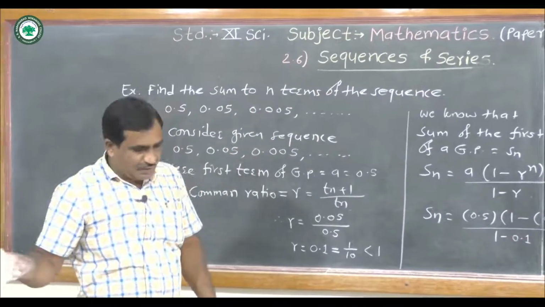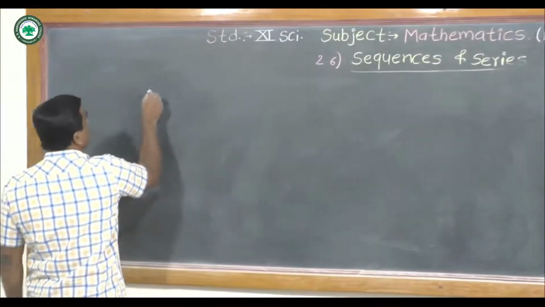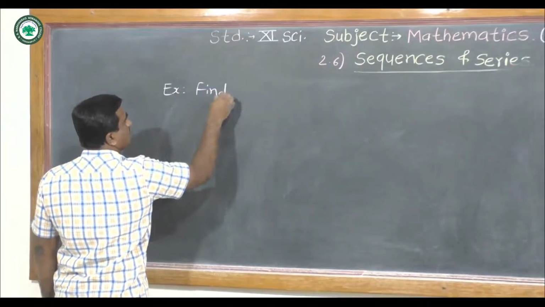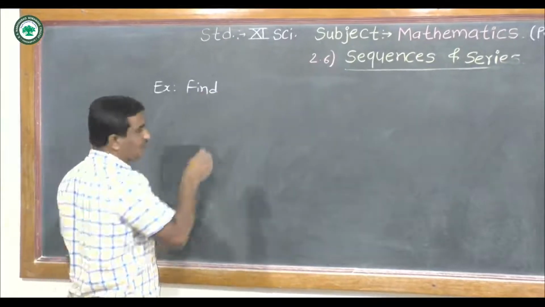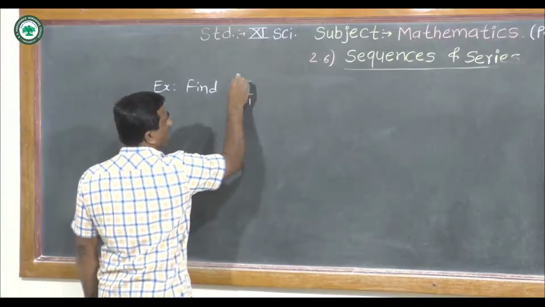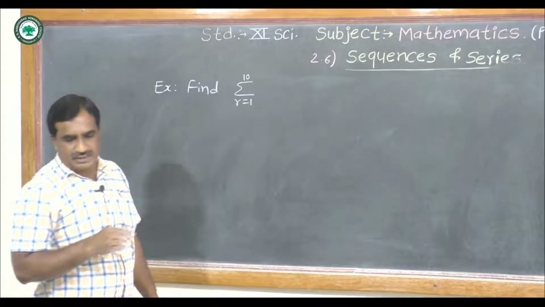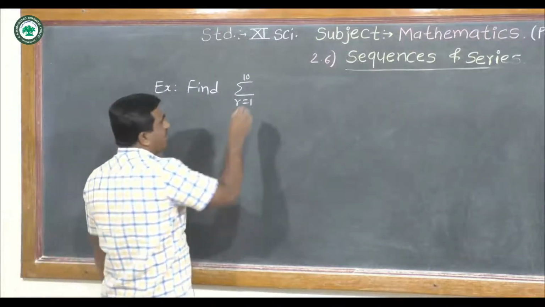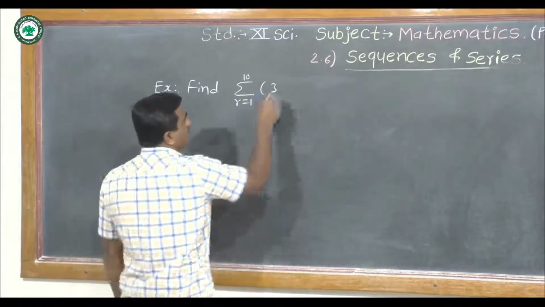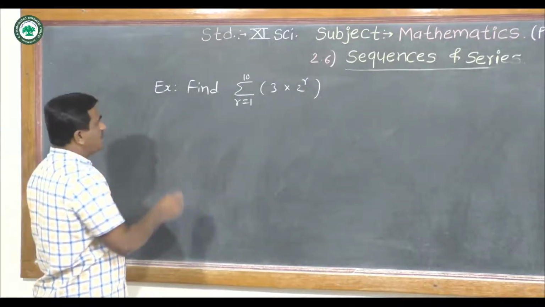Now we see the next example here. Now the next example is find summation R goes from 1 to 10, that is the sum of the first 10 terms, in bracket, 3 into 2 raised to R. Answer for this.